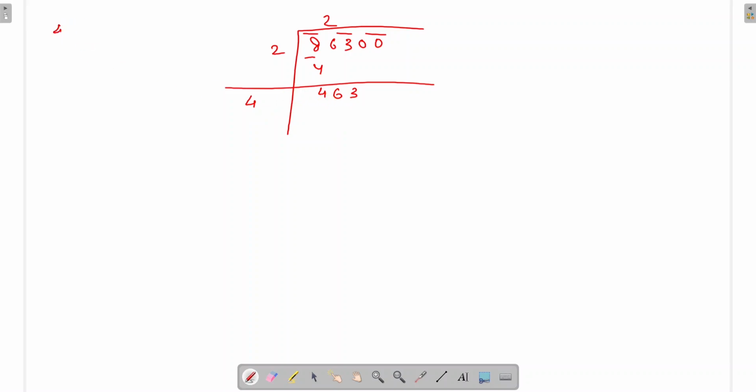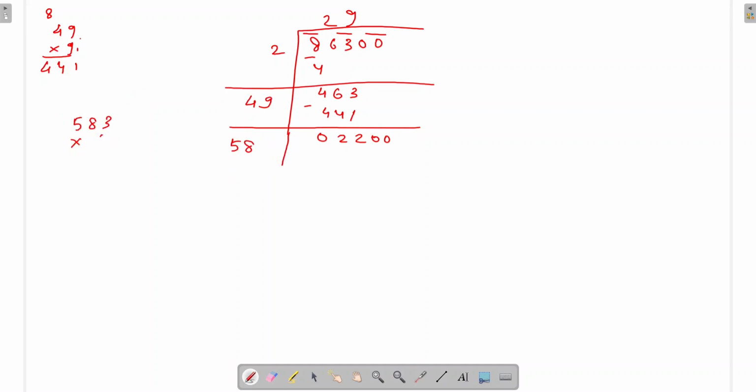Okay. Then 49 times 9, let us see what it is. 9 times 9 is 81. 9 times 4 is 36. 36 plus 8 is 44. So 49 times 9. So 441, right? And 220 here. And the extra 2, the zeros which are here we can take it down. So this you have to double 29, so that will be 58. So 5, 8, 3 into 3, let us see. 3 into 3 is 9, 3 into 8 is 24, 3 into 5 is 15.